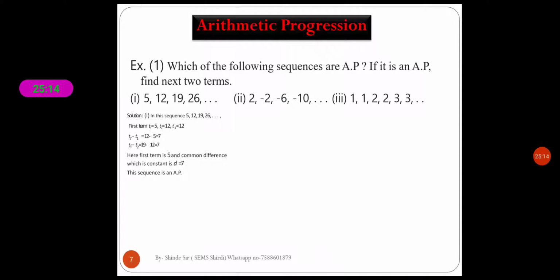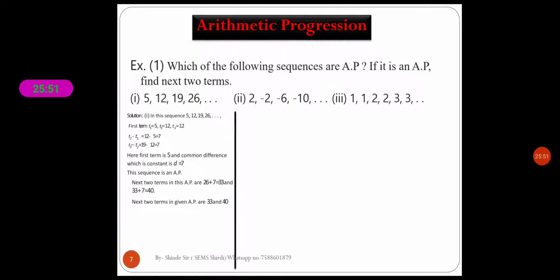Now we find the next two terms, means we add 7 to the last term. The next two terms in this AP are 26 plus 7, 33, then the next term 33 plus 7, 40. These are the next two terms. In this way we check whether the given sequence is an AP or not. AP means arithmetic progression.